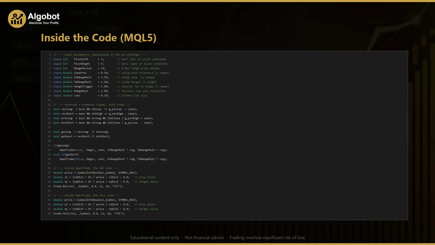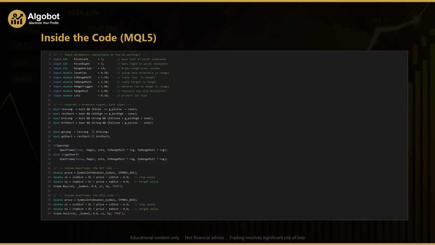At the top are the input parameters you can adjust in the Expert Advisor settings. PivotLeft and PivotRight, both 3, define how many bars frame a swing pivot. Range period of 14 sets the volatility window. Zone frac of 0.5 is the tolerance zone around each level. SL range multiple and TP range multiple, 1.5 and 1.2, scale the stop and the target. HedgeTrigger and HedgeMult govern the recovery leg, and lot sets the base position size.